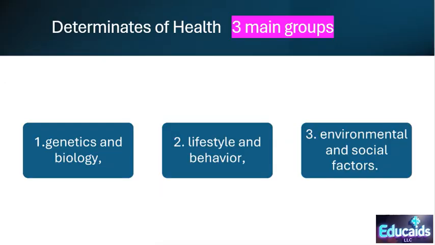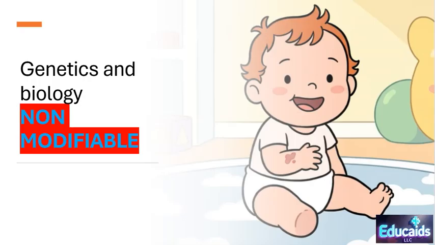Determinants of health, 3 main groups. So we group our determinants of health into 3 groups. We've got genetics and biology, lifestyle and behavior, and social and environmental factors. So I love examples and I love illustrations. So we will have a lot of that throughout our semester together.